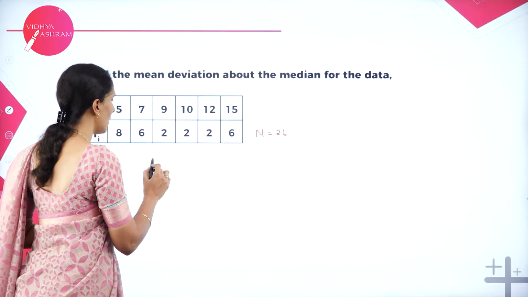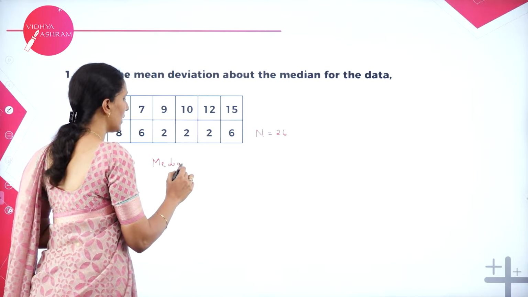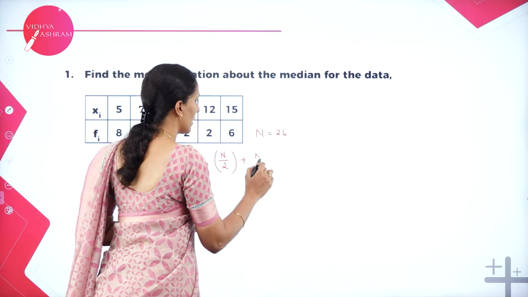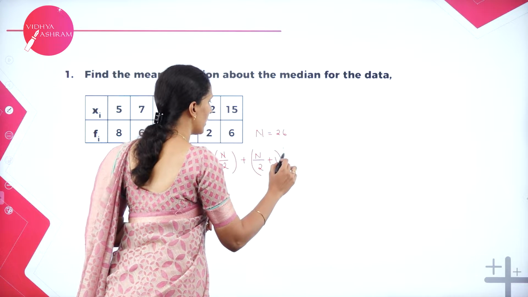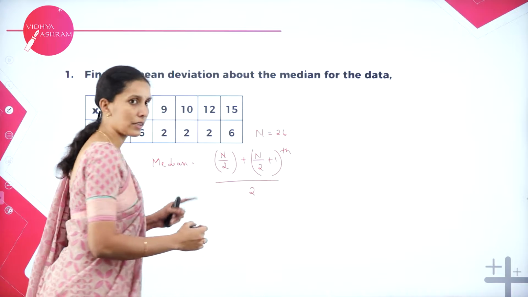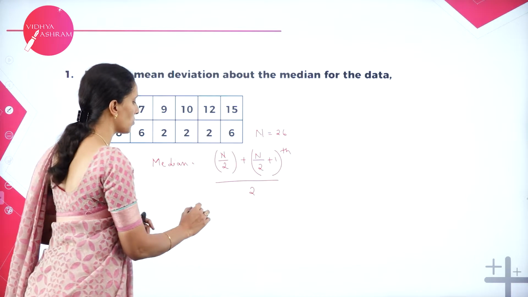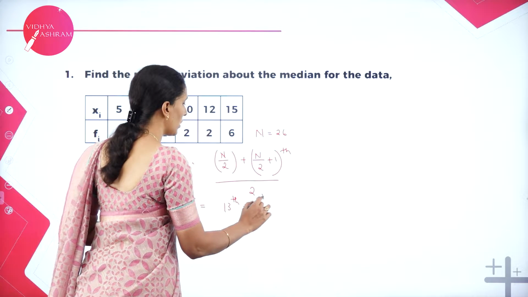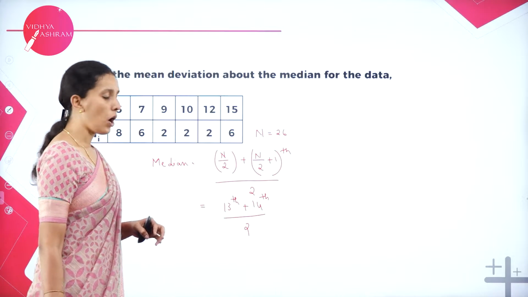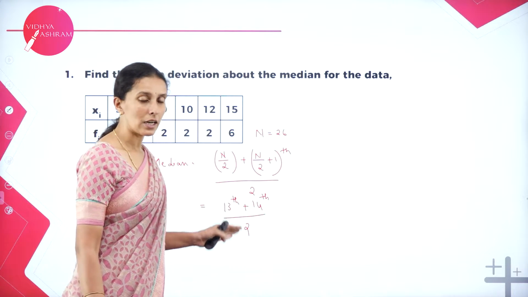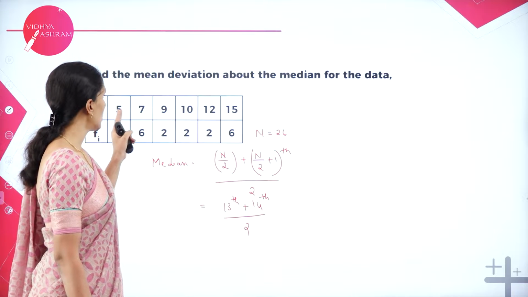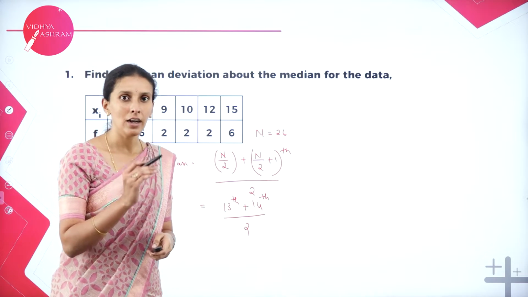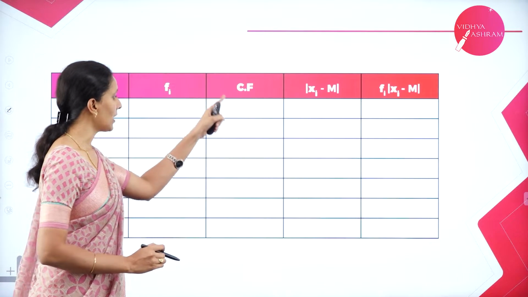So therefore our median is the average of n by 2 plus n by 2 plus 1th observation divided by 2. Average is nothing but 2 numbers divided by 2. So what is n by 2? It is 13. So it is 13th plus 14th observation divided by 2. Now, how to find out this 13th and 14th observation? Because we have here the scores along with the frequencies. So, for that, we need to calculate another column called cumulative frequency.